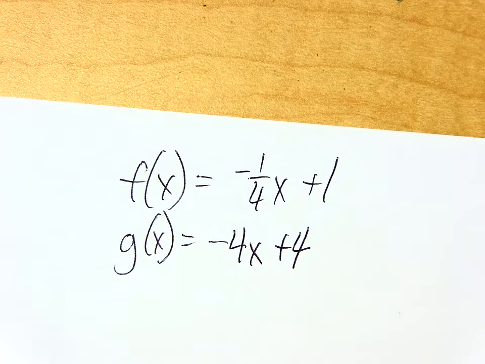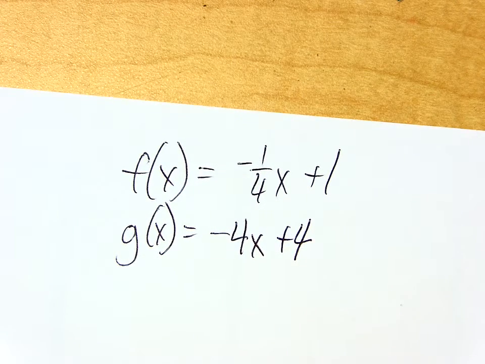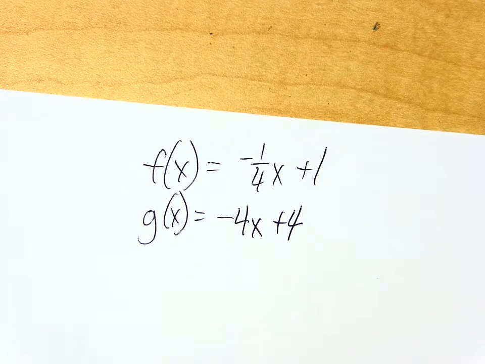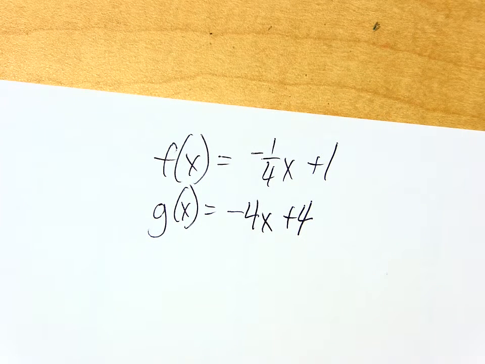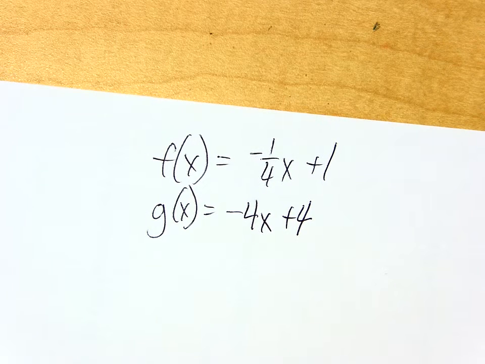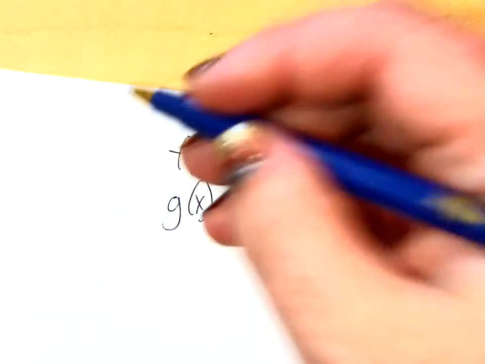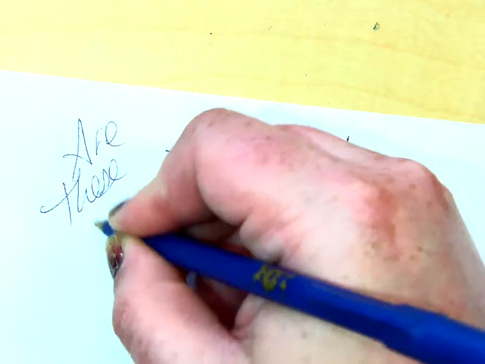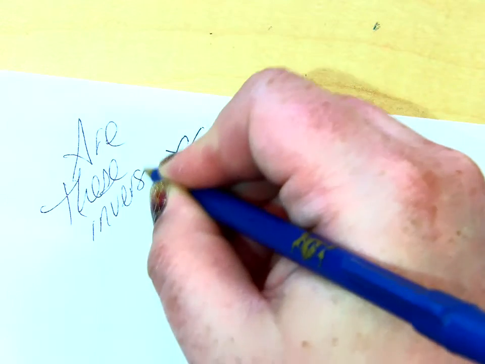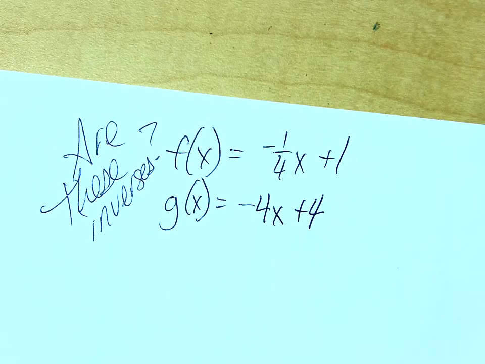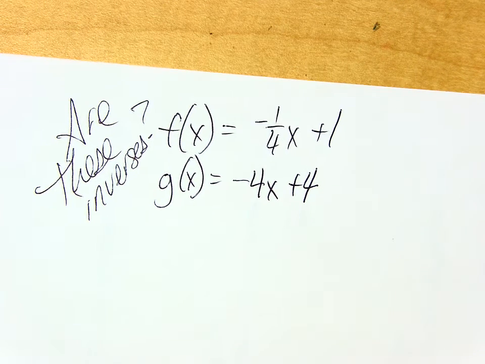I need a place to write this. Is it a problem from the front, or did you just make that up? It's a problem from the front, so I know that the answer should be yes to this, but I'm going to pretend like I don't know. Is it number 4? Yeah. So, are these inverses is the question. Again, we already know that the answer is yes, but we're going to make sure that we know why.